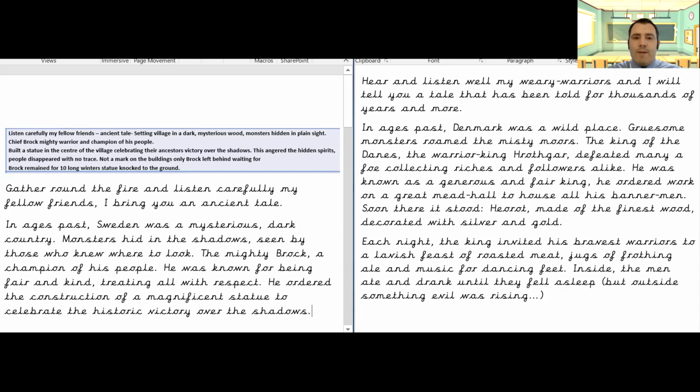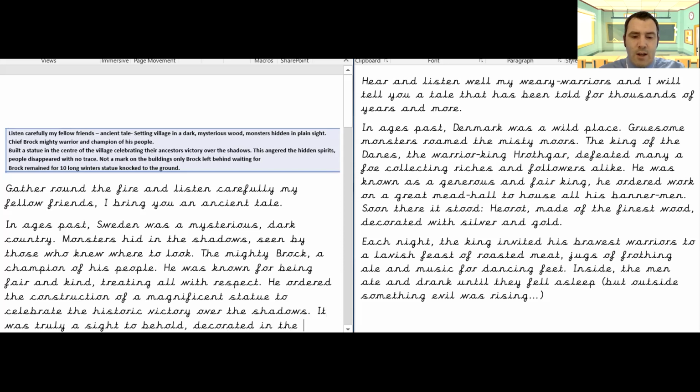So we've given this here. We need to think of maybe giving it a name, or we'll give it a bigger description. So I'm going to go with working on my description. He ordered the construction of a magnificent statue to celebrate the historic victory over the shadows. It was truly a sight to behold.